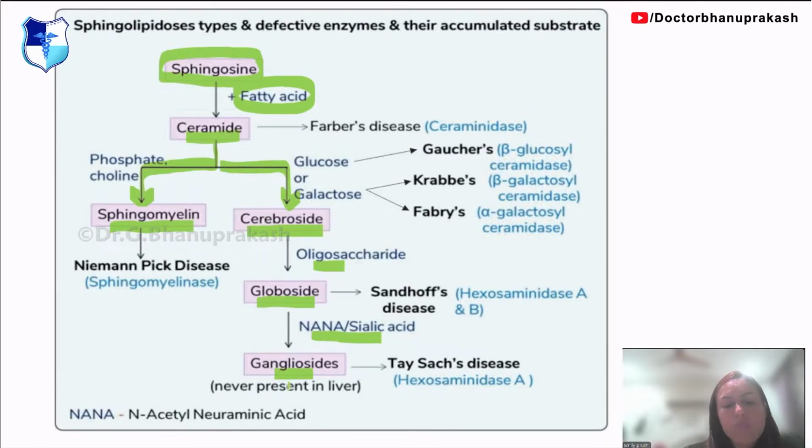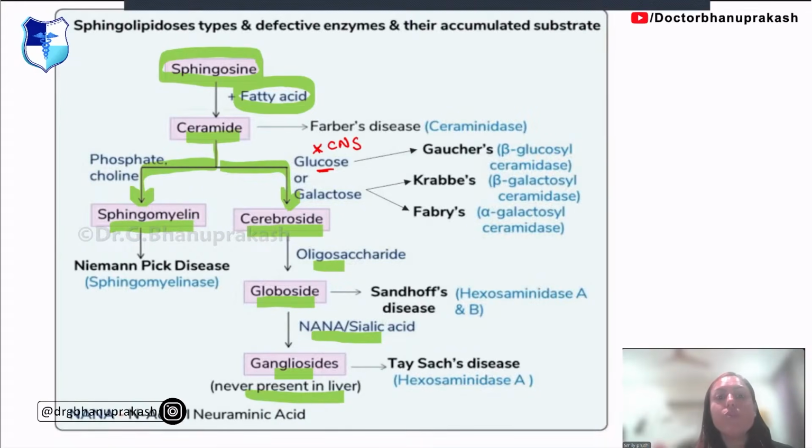Okay, so gangliosides are never present in the liver, right? And glucocerebroside is never found in CNS. So now we'll do the sphingolipidosis. Till now, I have told you the sphingolipids on this slide.